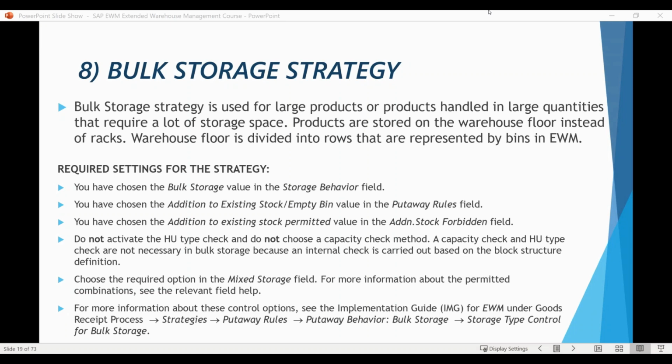Bulk storage strategy is usually used for products that are handled in large quantities and require a large amount of storage space. Racks are not used for bulk storage, but the warehouse floor is divided into rows. A storage bin is created to represent each of the rows. Each row can have only one type of handling unit and not different sizes of containers. We will later discuss how you can define the rules for how many handling units of different sizes can be stacked for a single bulk storage bin.